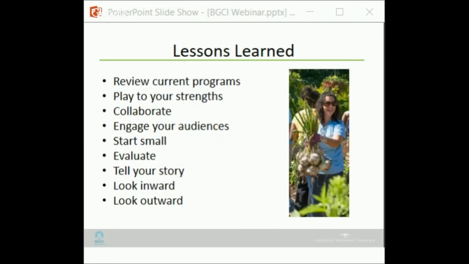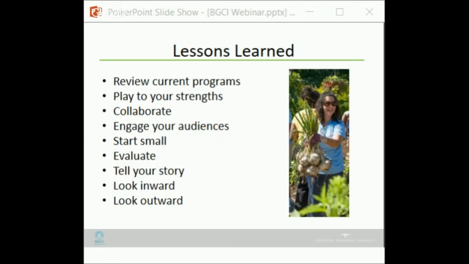So to close, I'll share just a few lessons learned over my time here at the garden, and then I will take some more questions if there are any. So the first is to review current programs. You might already be working towards social inclusion and just not thinking of it in that context. If you are, make what you're doing explicit. Let people know what you're doing.